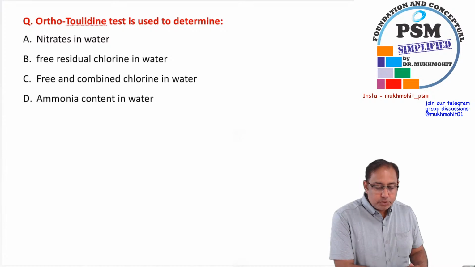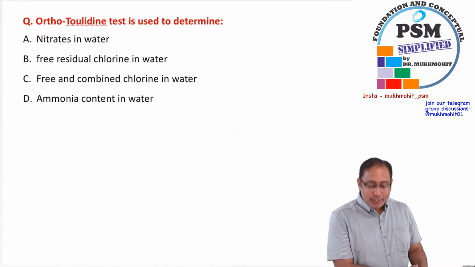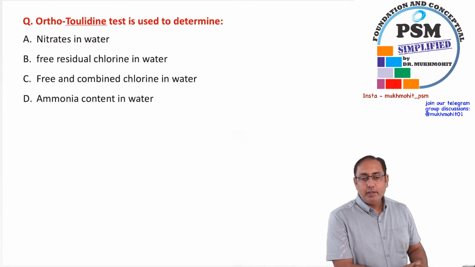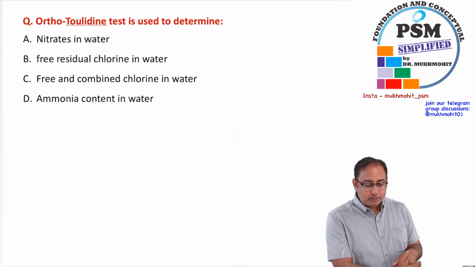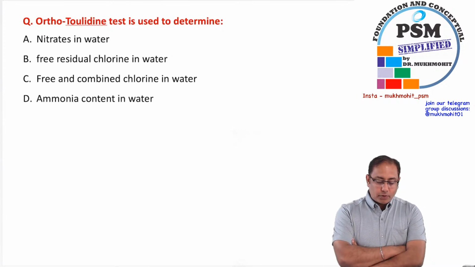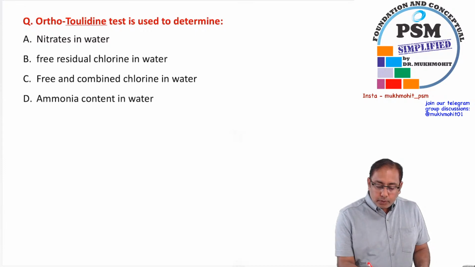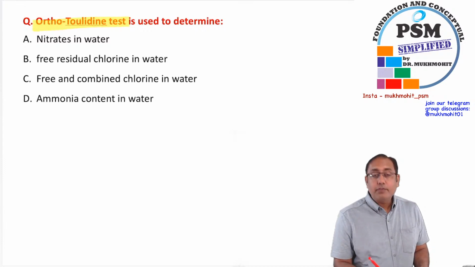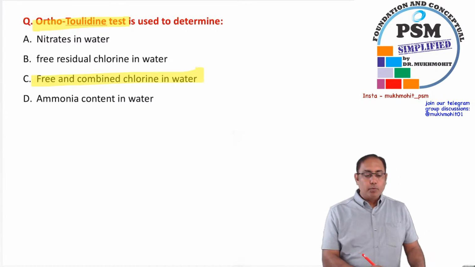Orthotolidine test is used to determine what? Nitrates in water, free residual chlorine in water, free and combined chlorine in water, ammonia content in water. Orthotolidine test is going to tell what? Absolutely correct, the orthotolidine test is used to check for chlorine in water, free and combined chlorine in water.